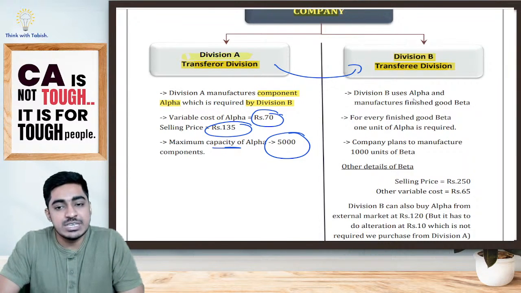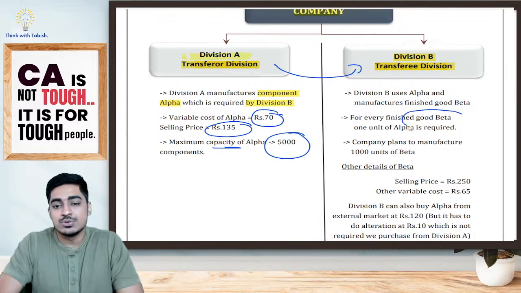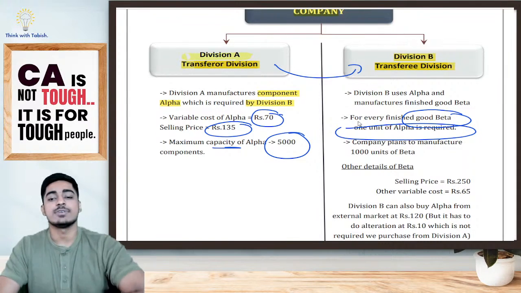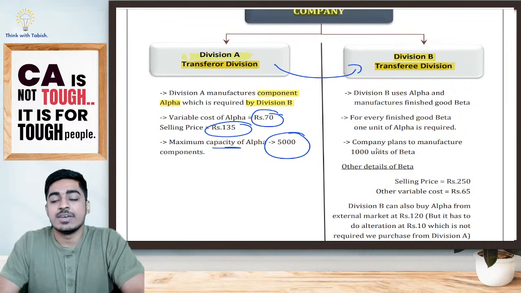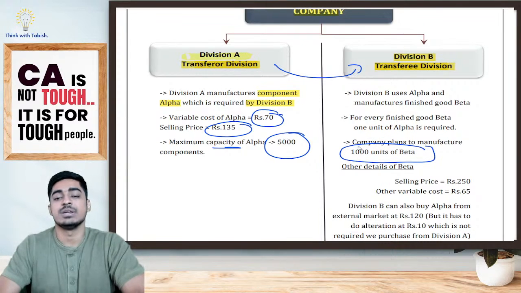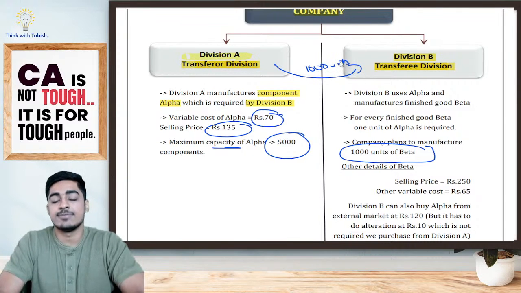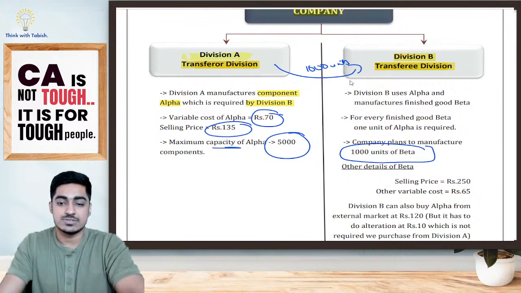Now, division B uses alpha and produces finished goods beta. For every unit of beta, 1 unit of alpha is required. We are planning to manufacture 1,000 units of beta. So 1,000 units of alpha are required, and we need to transfer 1,000 units of alpha. You have to calculate what is the minimum and the maximum transfer price.